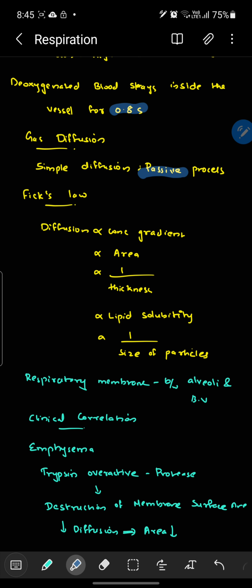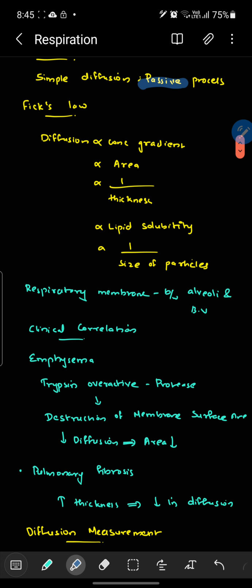Now Fick's law. Fick's law states that the diffusion is proportional to the concentration gradient. It is the concentration gradient of the gases. It is proportional to the area of the respiratory membrane. It is inversely proportional to thickness. It is proportional to lipid solubility and it is inversely proportional to size of particles. That means if the size of particles is small, there is more diffusion. So here the respiratory membrane is between the alveoli and the blood vessels.